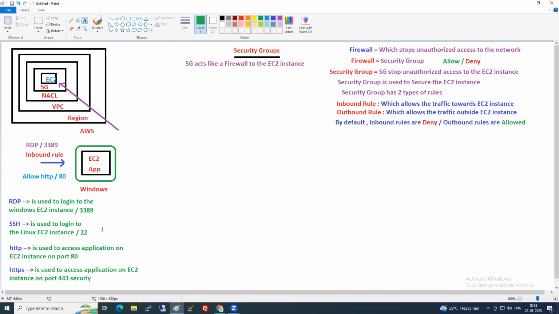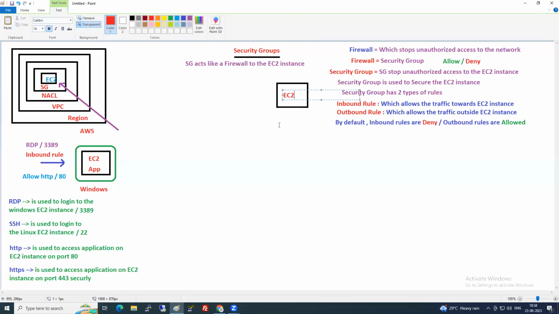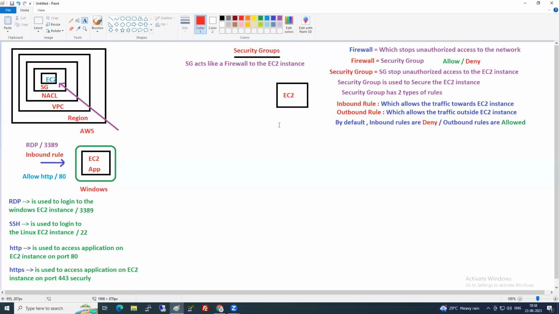So by default, inbound rules are deny. Outbound rules are allowed. Super. So I'll do a representation also here. Let's say this is the EC2 instance. 404. What is 404? Page not found. Error has thousands of meanings. So 404 means page not found. So we have learned on that also, correct?